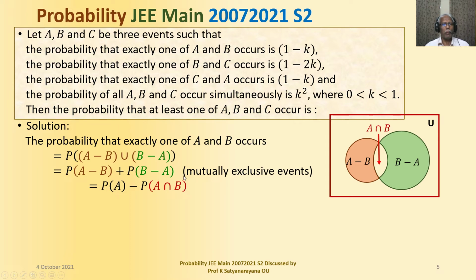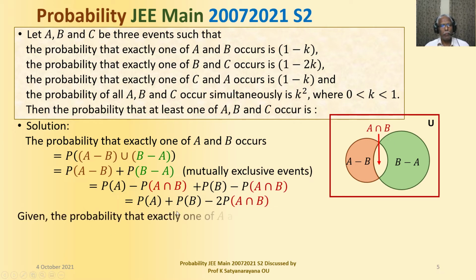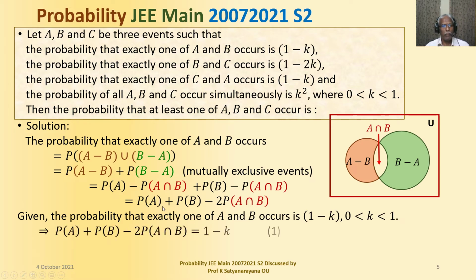Probability of B minus A will be probability of B minus probability of B intersection A, which is the same as probability of A intersection B. So this will be equal to probability of A plus probability of B minus 2 times probability of A intersection B. The probability that exactly one of A and B occurs is probability of A plus probability of B minus 2 times probability of A intersection B. Given the probability that exactly one of A and B occurs is 1 minus k, therefore probability of A plus probability of B minus 2 times probability of A intersection B is 1 minus k.